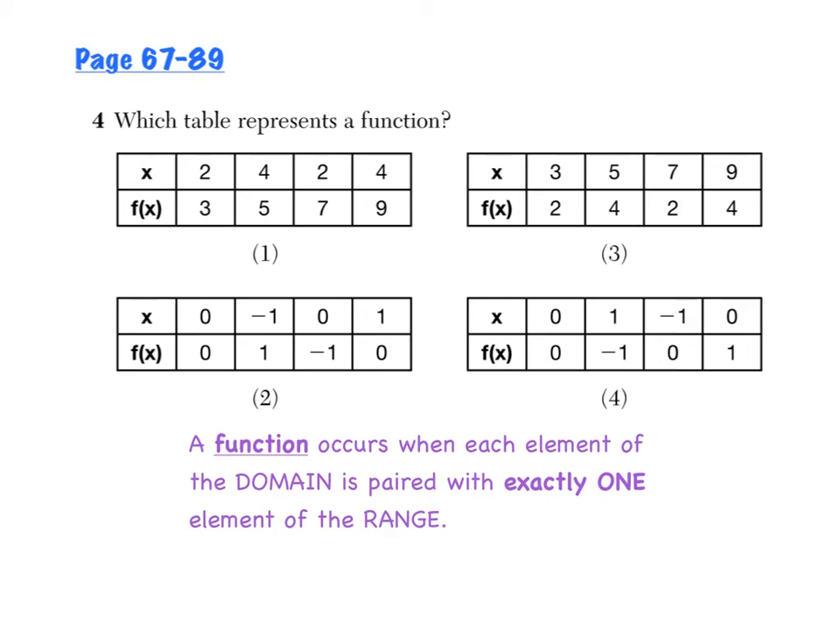Choice 1, if I'm just quickly glancing at my x's because I see those repeat of x's with different y's, that is not an option. Okay, looking at choice 2, 0, -1, 0, 1. Again, I have two different x's with two different y's, so that's not an option. Choice 3, looking at my x's, 3, 5, 7, 9. They are all different. It doesn't even matter what the y values are. That is your function.